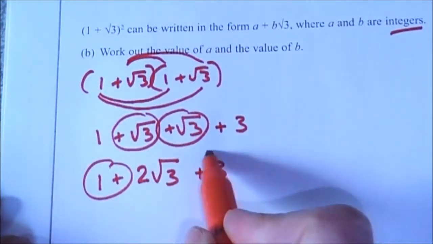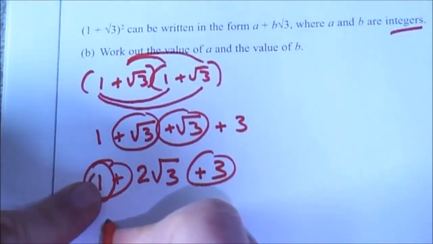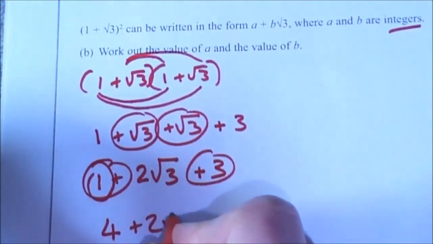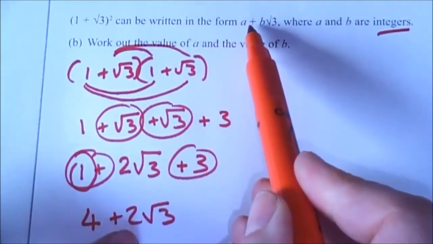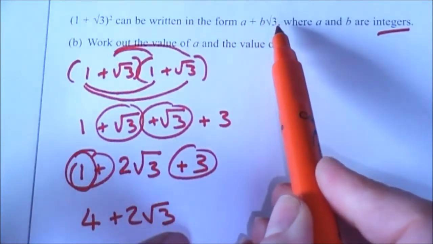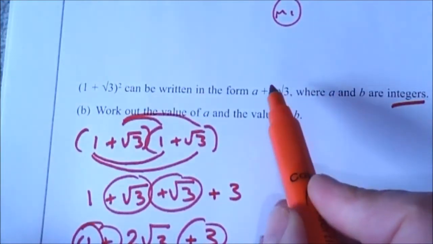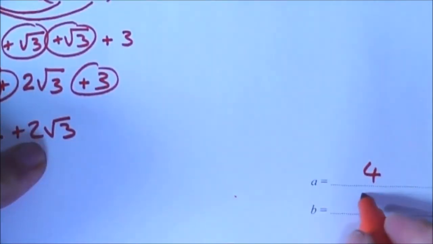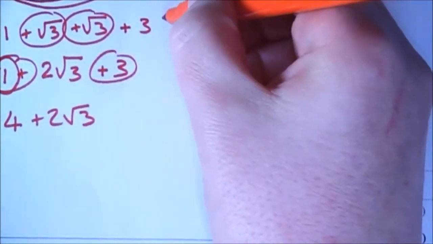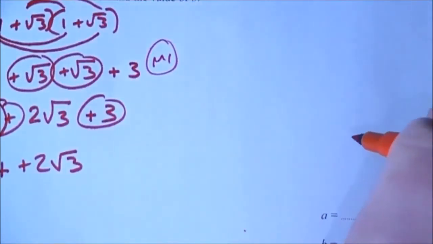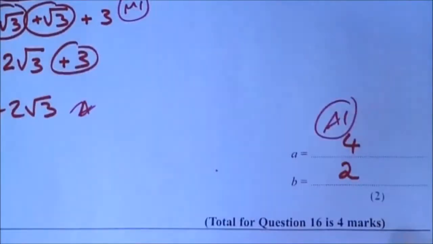I can then collect my numbers, so 1 plus 3 is 4, plus 2 root 3. So I've ended up now in the form of 4 plus 2 root 3. So a is the 4 and b is the 2. And that's a 2-mark question. You get 1 mark for expanding the bracket, and then you get the answer mark for stating a and b correctly.